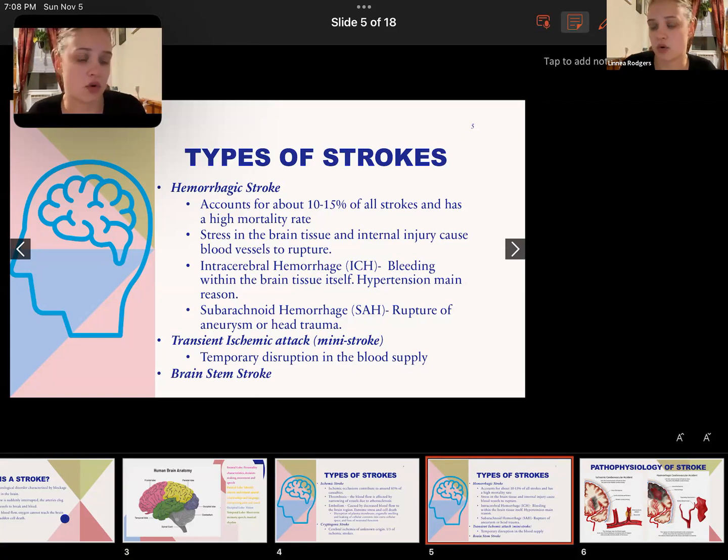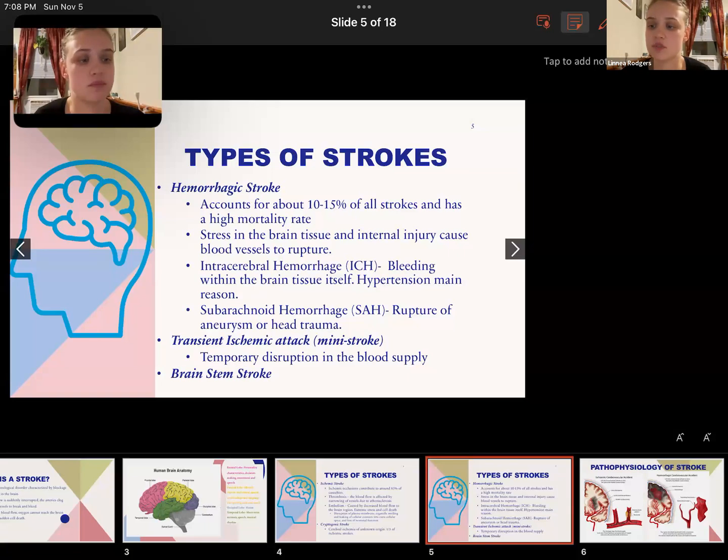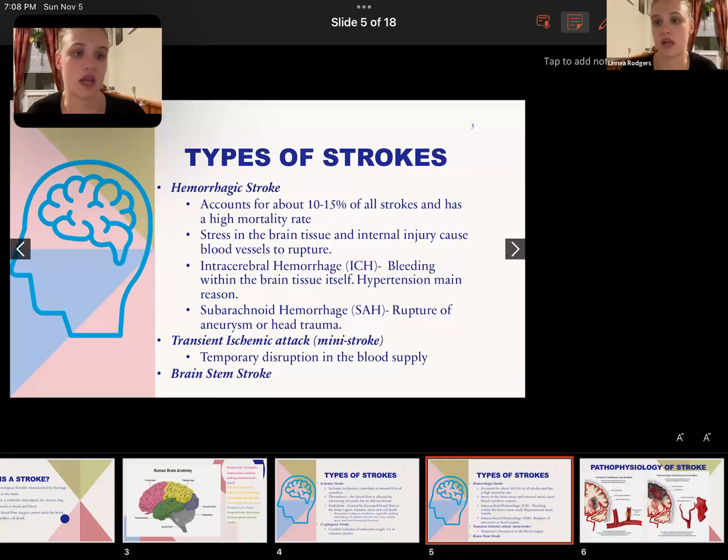Subarachnoid refers to the fluid-filled space around the brain, between the arachnoid membrane and pia mater. And there are major blood vessels that pass through this area of the brain. An aneurysm is a bulging weakness in the wall of a blood vessel. High blood pressure, smoking, and excessive alcohol abuse all contribute to this.